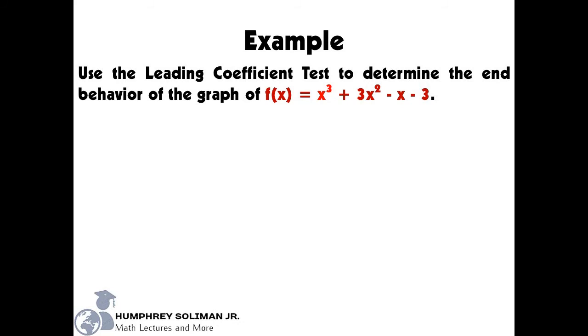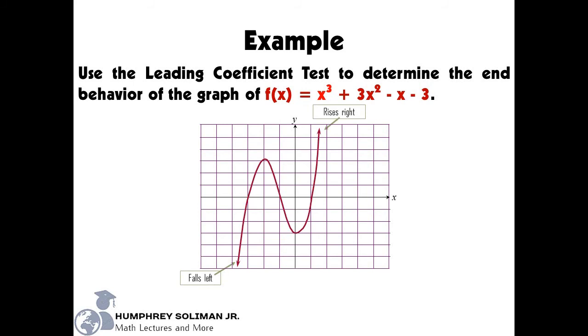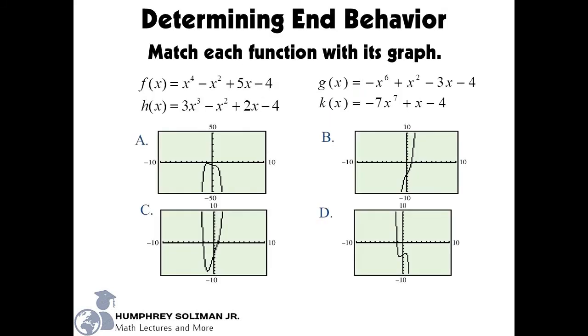We can see that the terms of the polynomial are already arranged in descending order by degrees. This means our first term is x cubed. It tells us that we have an odd degree polynomial, and the leading coefficient is positive. So, the end behavior of the graph of the polynomial will fall to the left and will rise to the right. Let's have more exercises in determining the end behavior of the graph of polynomial functions.